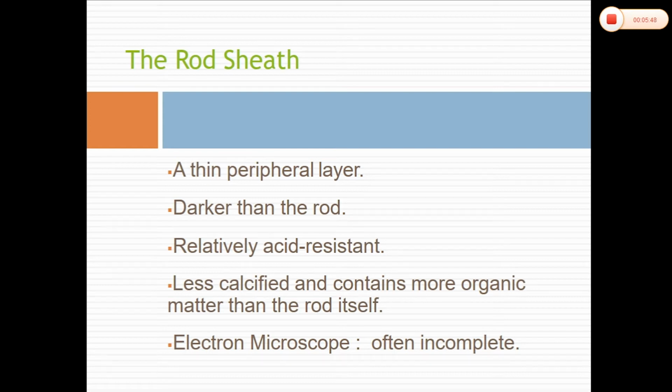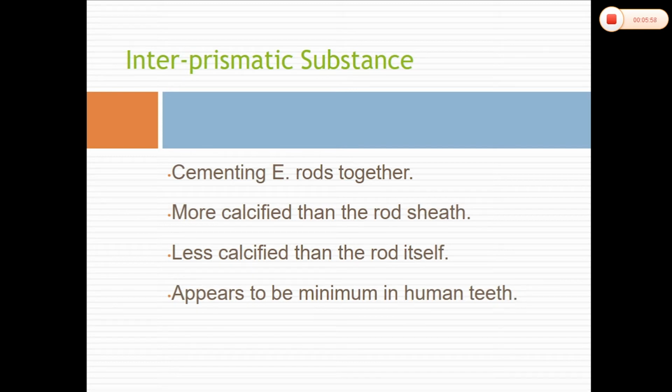So this is the rod sheath, the sheath of the head of the rod, a thin peripheral layer, darker than the rod, and under the electron microscope it is incomplete, not a complete ring. Interrod or interprismatic substance cements the enamel rods together. It binds them. The interprismatic substance is more calcified than the rod sheath, but at the same time less calcified than the rod itself. It appears to be minimal in human teeth.